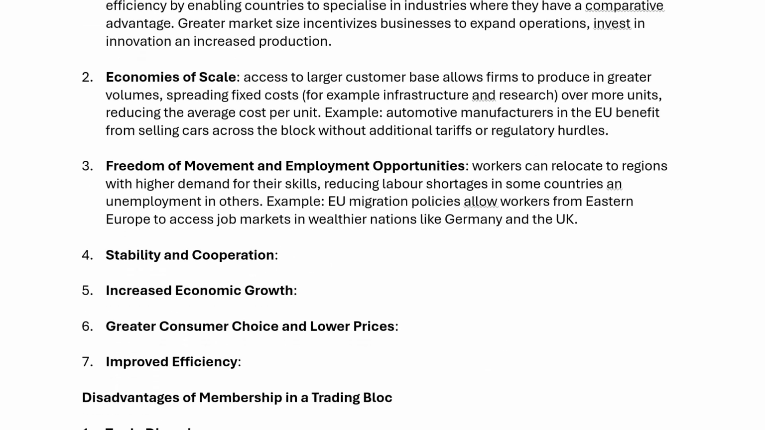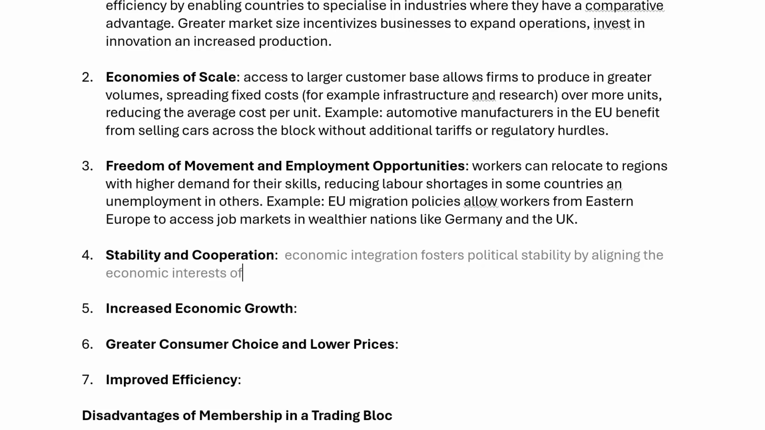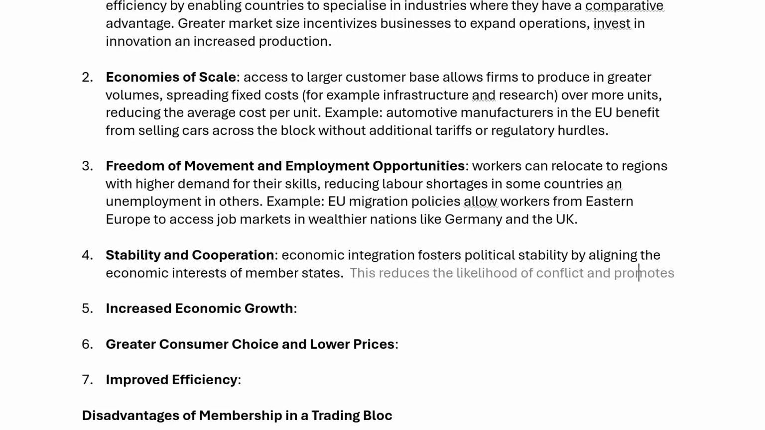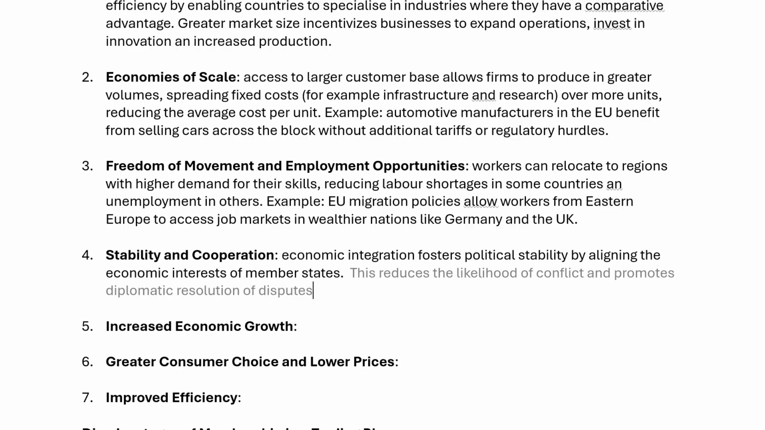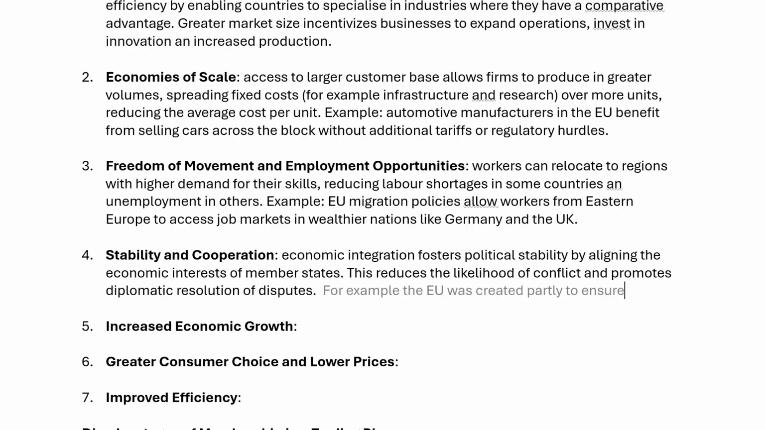The next benefit of being part of a trading bloc is this idea of stability and cooperation. Economic integration fosters political stability by aligning the economic interests of member states. This reduces the likelihood of conflict and promotes diplomatic resolution of disputes. For example, the EU was created partly to ensure peace and cooperation in post-World War II Europe.